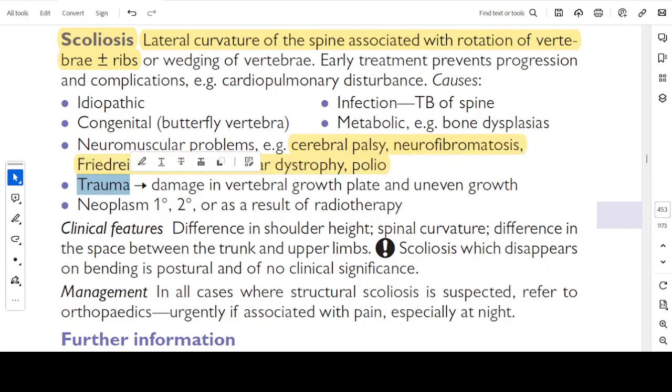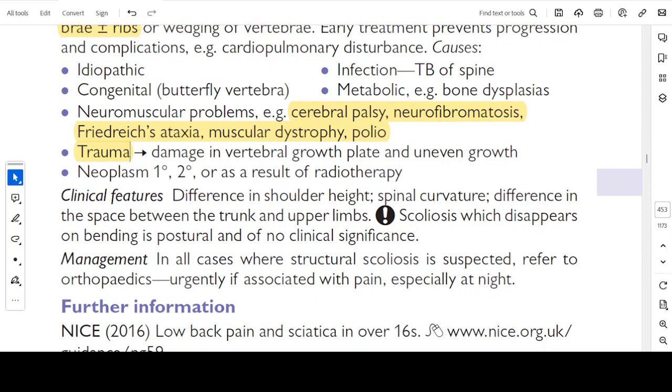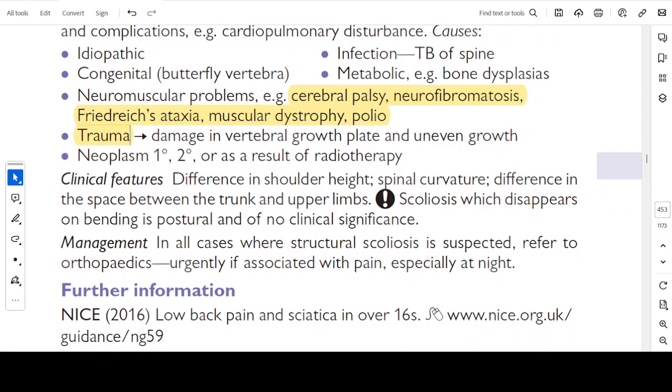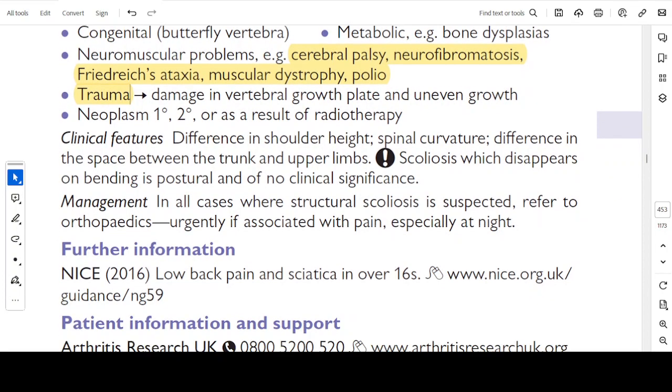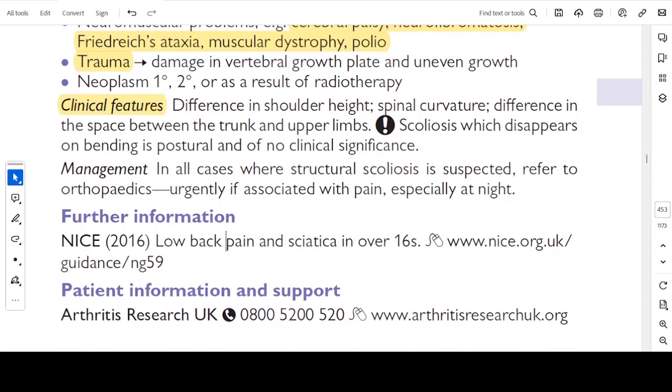Trauma, damage in the vertebral growth plate and uneven growth, neoplasm, primary or secondary as a result of radiotherapy. Clinical features: difference in height, shoulder height, and spinal curvature, difference in the space between the trunk and the upper limbs.